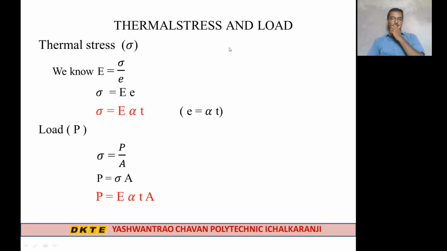Thermal stress and load. How to calculate the stress and load for such problems? For thermal stress, we know that Young's modulus is equal to stress upon strain. Therefore, stress is equal to Young's modulus into strain. And we calculated the value of strain is equal to alpha T. Therefore, stress is equal to E alpha T for temperature or thermal stress.